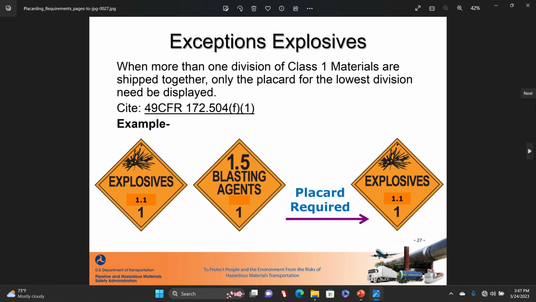Exceptions for explosives. Now, this is talking about the 1.1 explosives and then the 1.5. If you have different types of each one, you're always going to use the one that's more severe, which is 1.1. So if you have a 1.1 and a 1.5 on your manifest, then you're going to always placard 1.1, and that will automatically cover the 1.5.